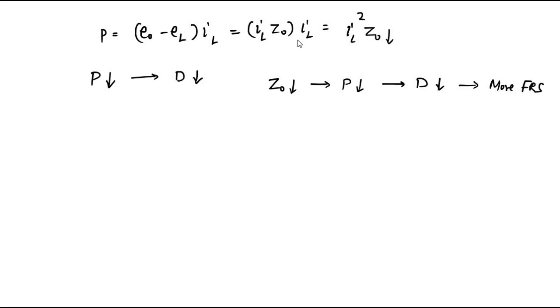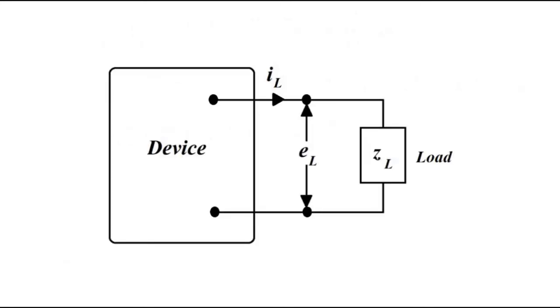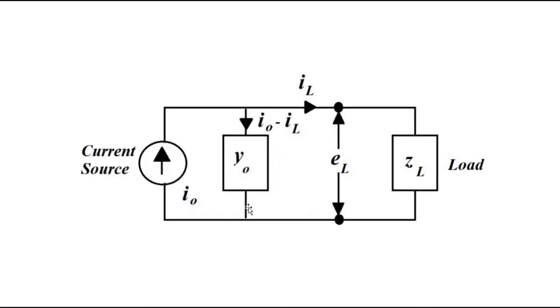Okay, so for output impedance, it should be low, ideally 0. Okay, output impedance should be low. Then we have to deal with output admittance. Again the same thing, but here we are using Norton equivalent circuit.